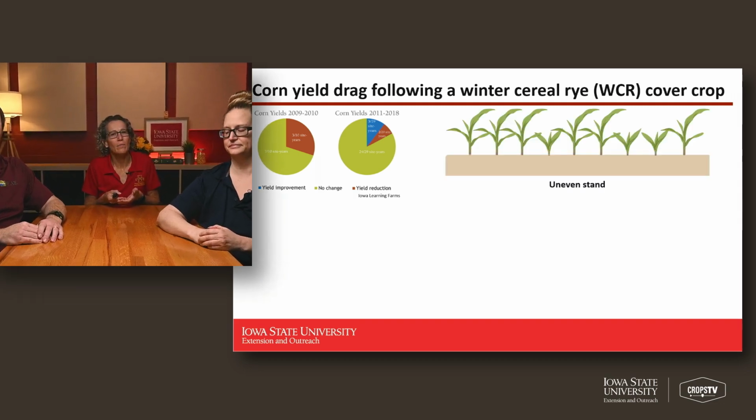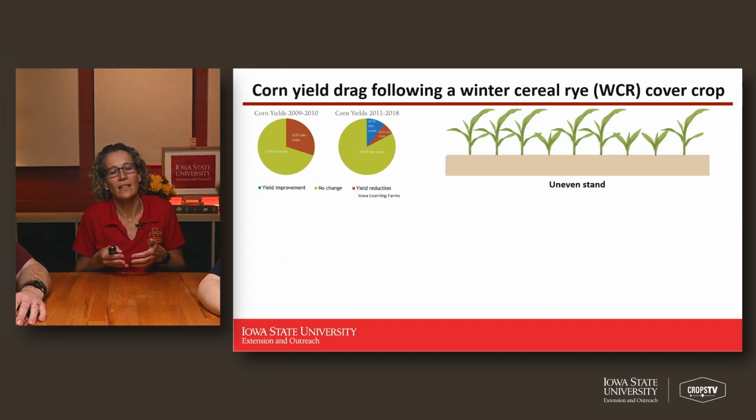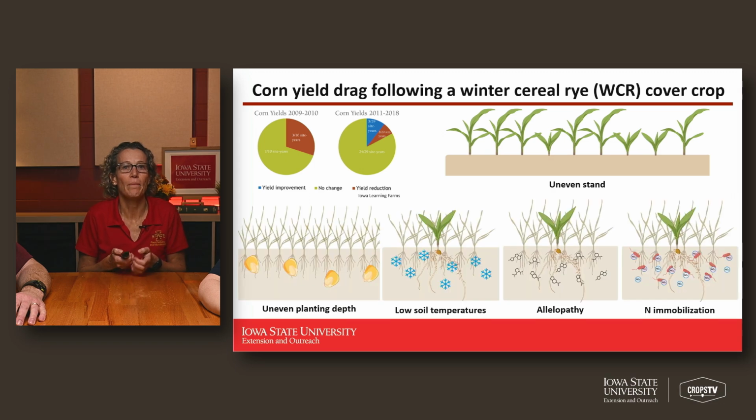So a lot of times what we find is that with corn planted after a winter cereal rye cover crop, we may have an uneven stand. And that uneven stand can be the result of many different factors. And so all of those factors have been hypothesized to be responsible for this yield drag. Those factors include uneven planting depth, low soil temperatures, allelopathy, and then also nitrogen immobilization.